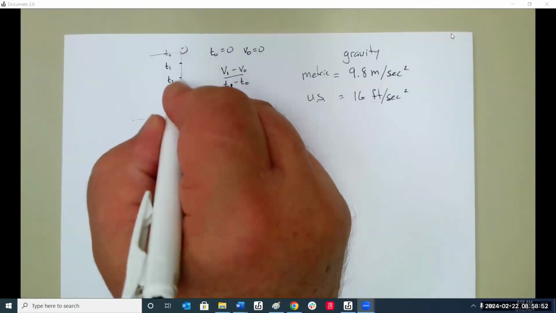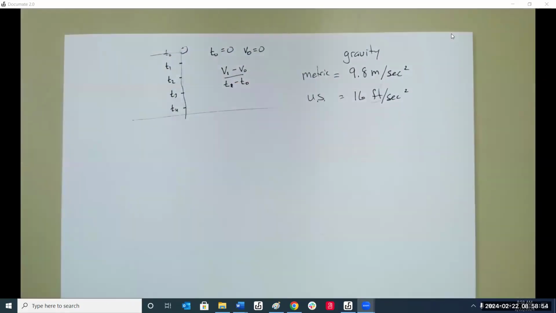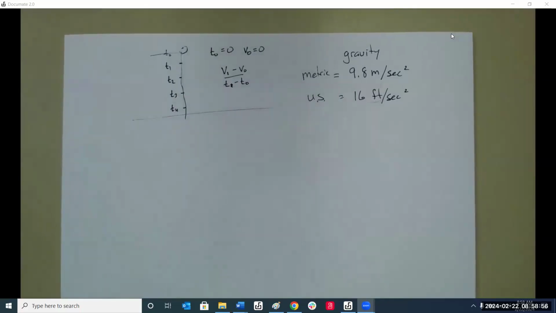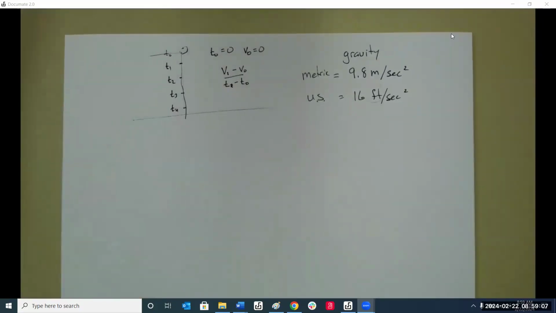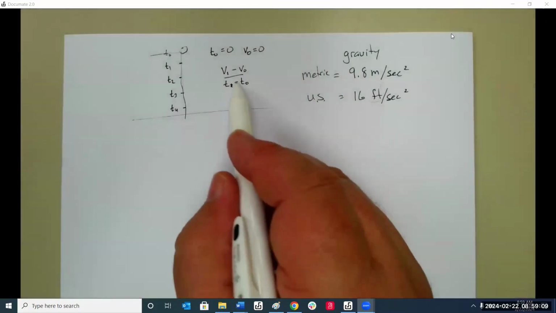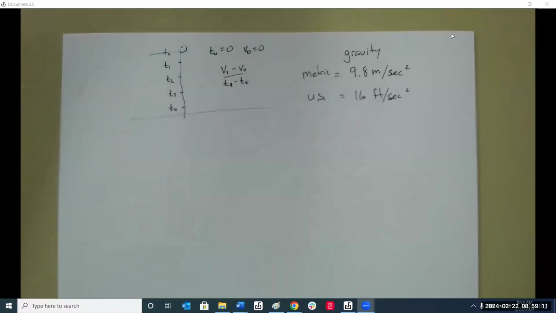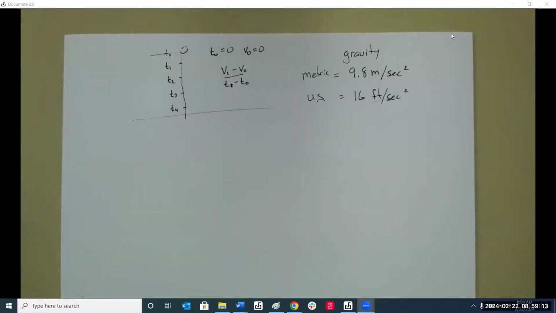We can look at from 1 to 3, from the original to 3 seconds. How far did it go? How fast did it go? We can look at it from any interval we want to. So that's what it's saying. We look at using a sequence of average rates. Average rate is that. So what do we do with it?